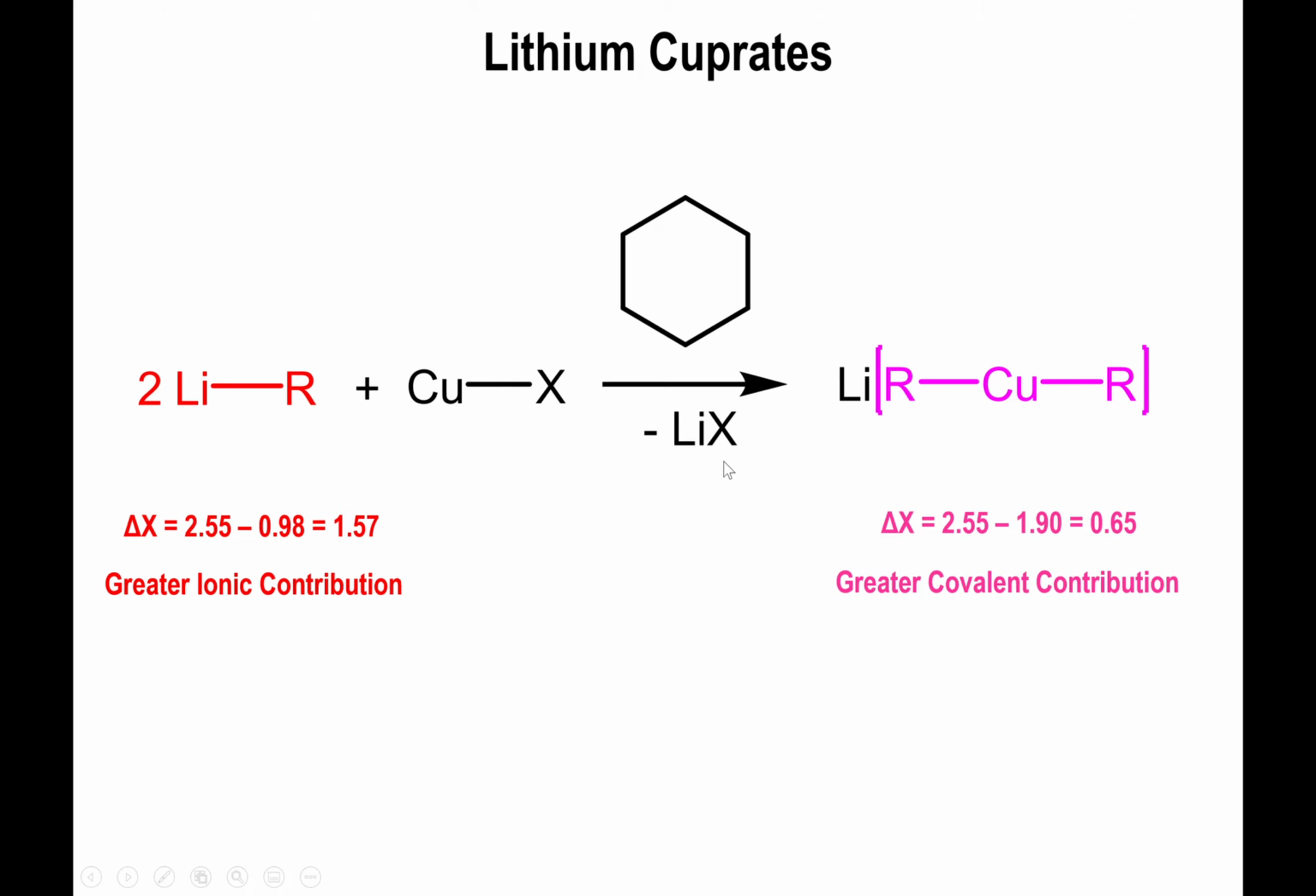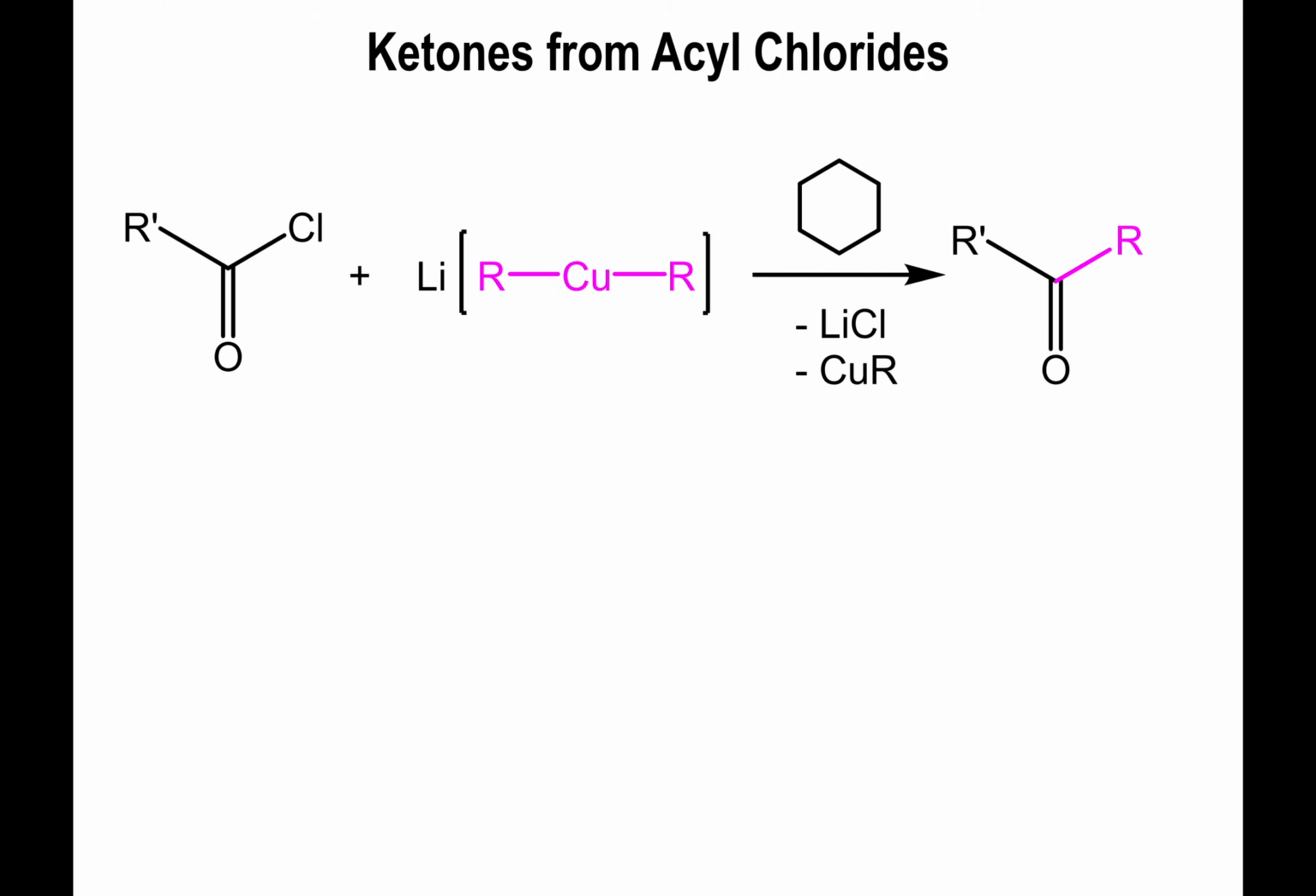All right, so as you can see here, we have the greater ionic contribution for the lithium alkyl, and a greater covalent contribution for the cuprate alkyl bond. So this makes that a milder reagent. Specifically, the way in which we use it is we take that acyl chloride and react it with the lithium cuprate. And automatically, we get only one carbon to attack that.